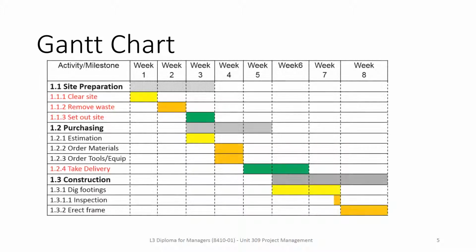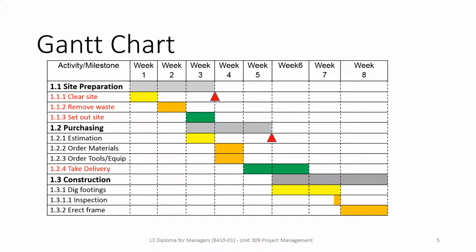Another tool that's also utilised regularly in project management to track progress is a Gantt chart. And we see the example here. We've got the same project. We've got the build. We've got the site prep taking week 1 to 3, the areas that are shaded, and the 3 parts of that phase being clear the site week 1, remove the waste week 2, set out the site week 3, and deliverable on the end of week 3.